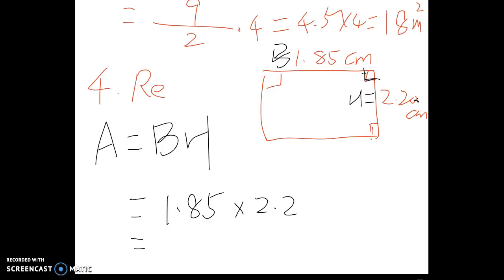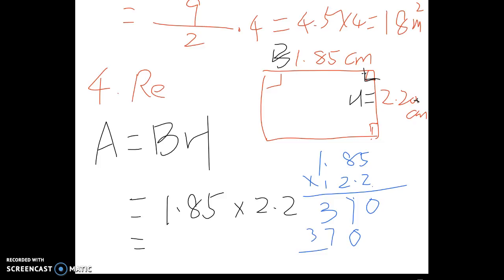So now we just multiply them together, and the work is a little tricky because I found so many of you made mistakes. So let's do it together. So 2 times 5 is 10. 2 times 8 is 16 plus 1, 17. And 2 times 1 is 2. So we get 3. Now we repeat the same thing, just different place value, and then add them together.